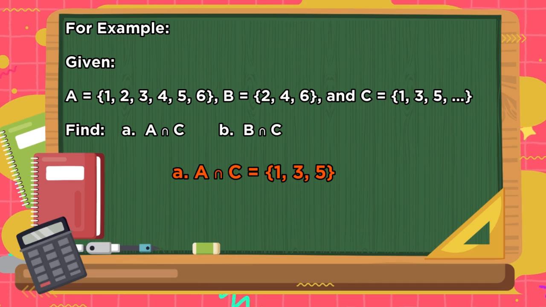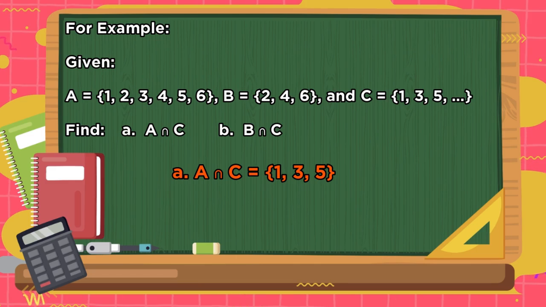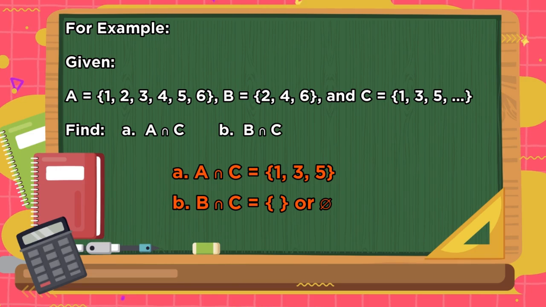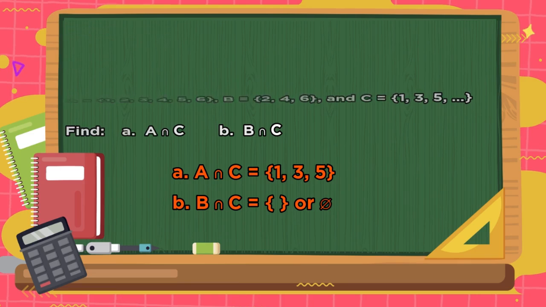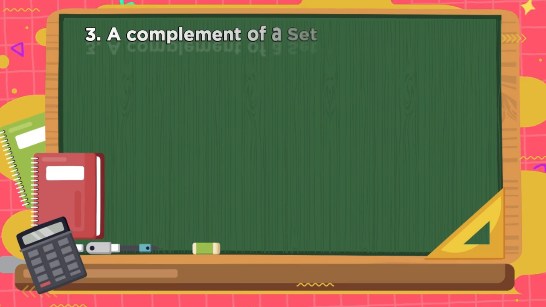Okay, how about letter B? We have B intersection C. So ano yung parehas sa B at saka C? Okay, wala silang parehas. So pag walang parehas sa kabilang set, ang answer natin is empty set. Okay, very good. Okay, third one is the complement of a set.